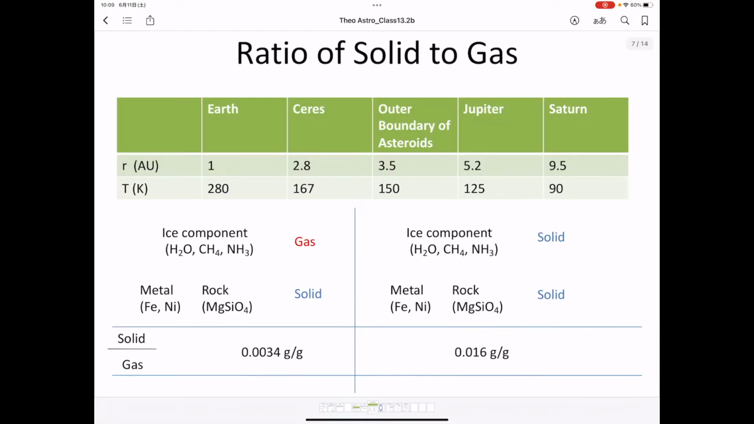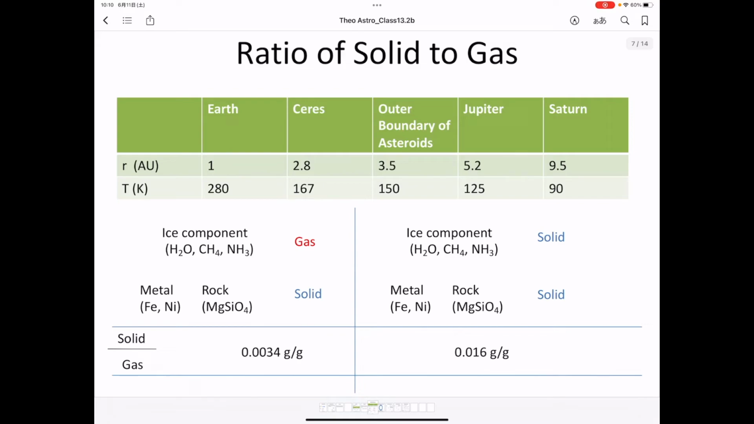Then I'd like to find out the ratio of the solid to the gas. Beyond the snow line, ice components of H2O, CH4 and NH3 become solid because the sublimation temperature of each component is higher than the temperature of the disk. And the metal and the rock are also in solid phase. Rock is the main composition of our mantles. And the metal of iron and nickel is the main component of the core of a planet. Inside of the snow line, ice components become gas phase. Solid component is decreasing inside of the snow line.